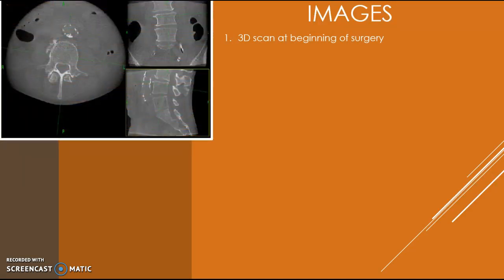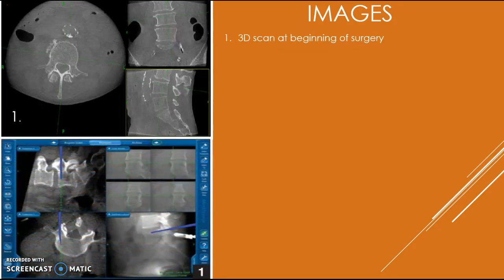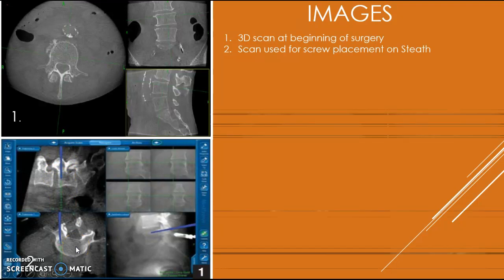So this is what a scan would look like without any hardware in. This is the scan here in picture 1, where you come in and you take your scan so that the surgeon can use this data to place his hardware. So as you see here in picture number 2, this is the monitor on the stealth, and these blue markings is the surgeon actually putting a screw into the pedicle. So they can see based off of your scan where they are exactly putting this pedicle. It's really awesome.